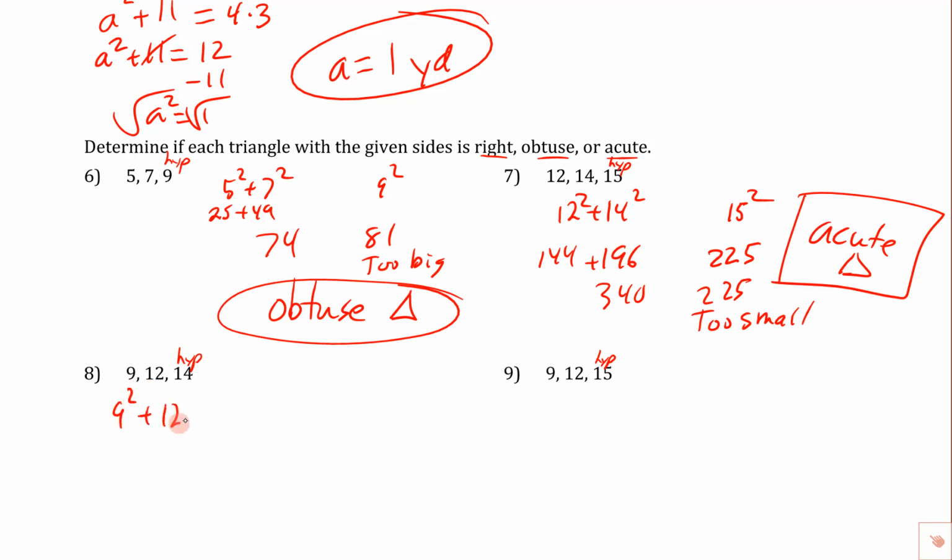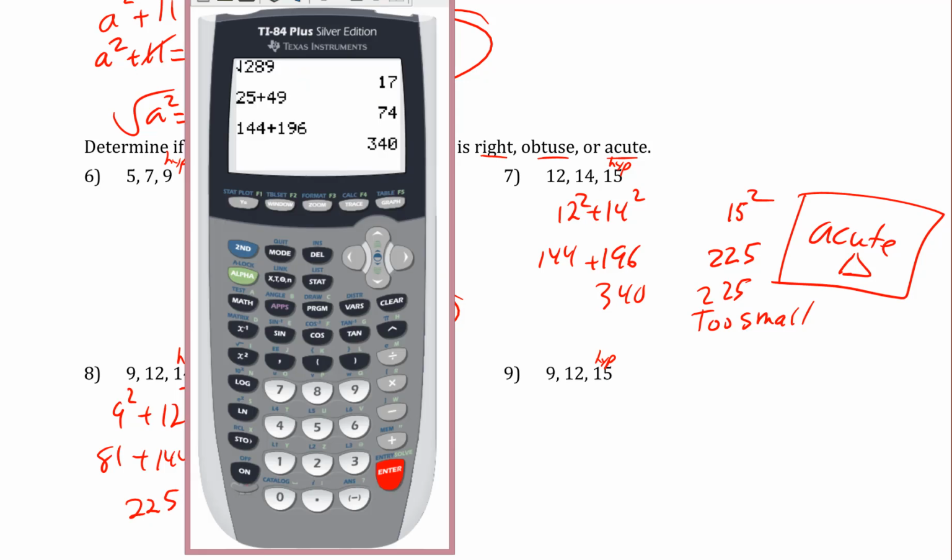9 squared plus 12 squared, leg squared plus leg squared. Let's compare it with the hypotenuse squared. 81, 144, and 196. Again, if you need a calculator for those, go right ahead. If you take a look at this, these are going to add up to be bigger than that right there. In fact, those add up to 225.